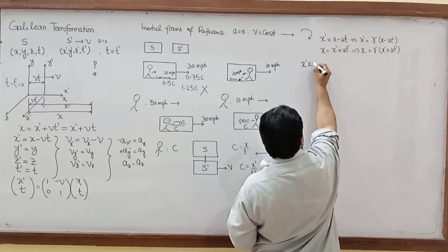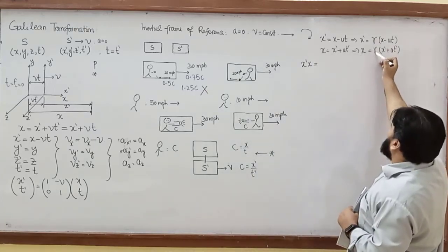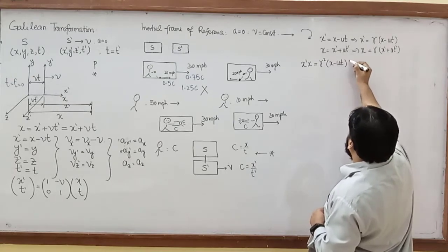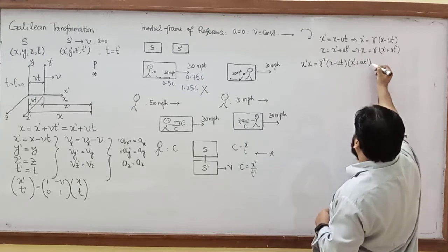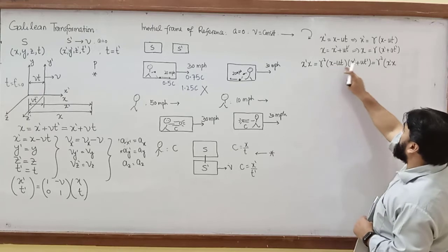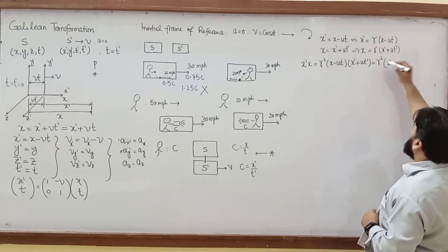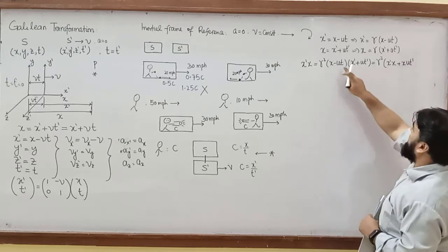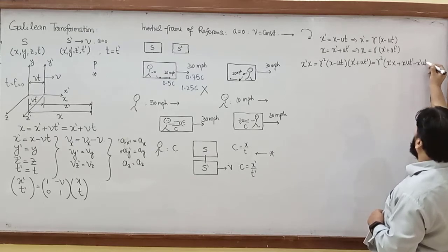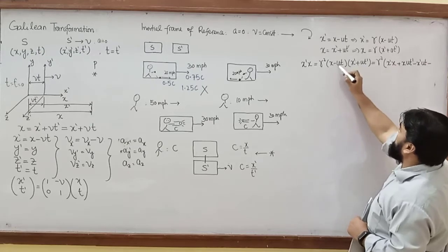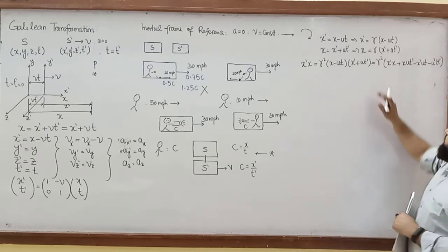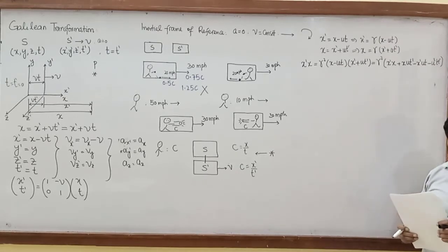Multiply x prime with x. What will we get? This will become gamma squared, and this will be x minus ut multiplied with x prime plus ut prime. This is x x prime, the first terms multiplied, then plus x ut prime, the second term being multiplied, then minus x prime ut, and minus, minus, plus, minus, u squared t t prime. Right? So after their multiplication, I got this thing.